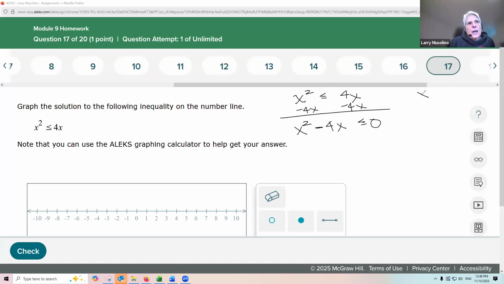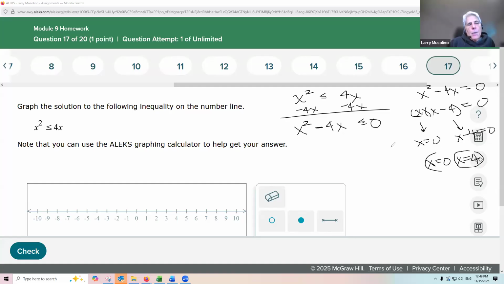Let me do a quick equation where I set this equal to 0. On the left side, I'm going to factor out an x in front. That leaves me x minus 4. I'm going to set x equals 0 and x minus 4 equals 0. So I'm getting the two answers, x equals 0, x equals 4. Mark these numbers on the number line.